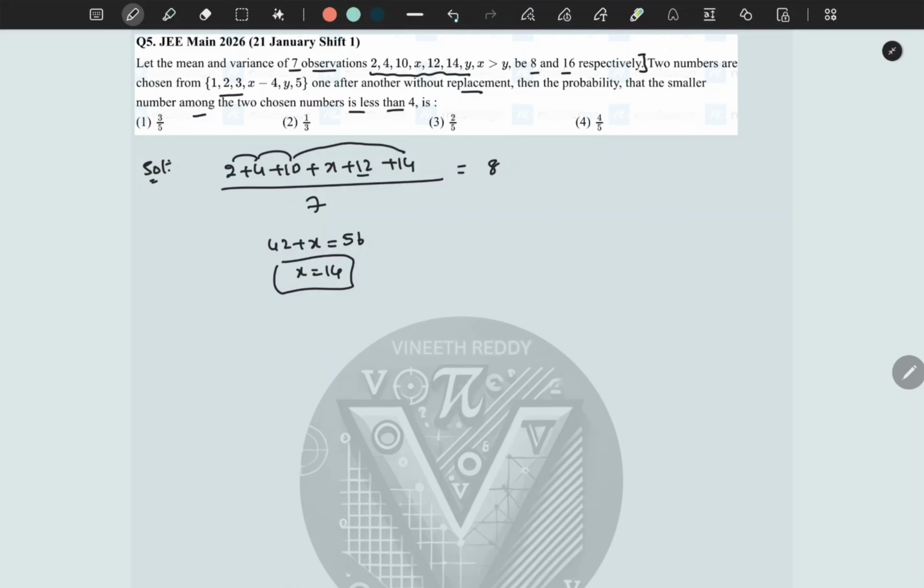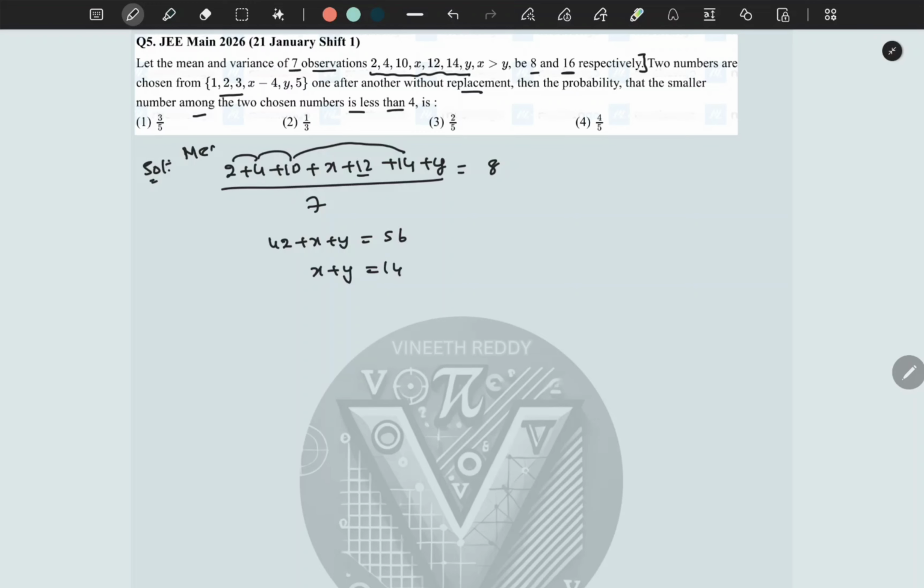I'm sorry, we missed one very important thing. 1, 2, 3. So here we have only 6 observations. We need to add y also. So how does it affect? 42 plus x plus y will be equal to 56. x plus y will be equal to 14, I believe. Now he's also given us that the variance is 16, right?